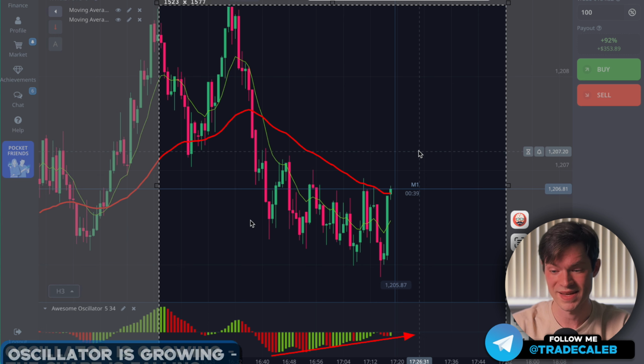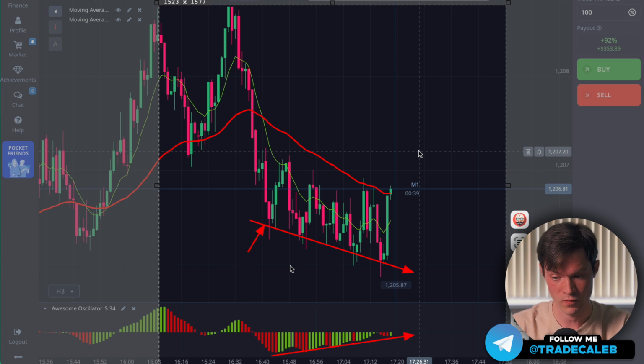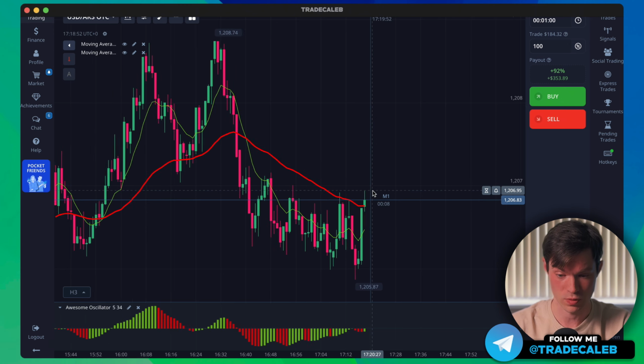We see that the oscillator is growing, but the chart is falling. So we pay attention to the minimum value of the chart and to the minimum value of the oscillator. And we realize that the oscillator is rising and the chart is falling. This means that we are very close to the reversal point.